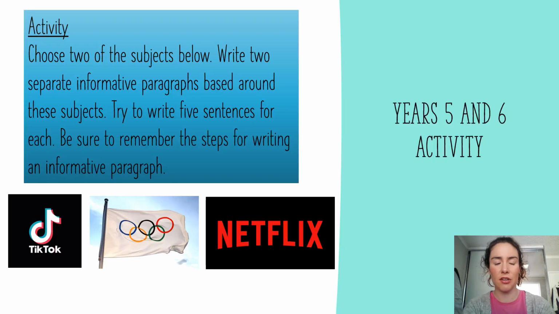All right, Years 5-6, let's have a look at your activities. Choose 2 of the subjects below and write 2 separate informative paragraphs based around these subjects. Try to write 5 sentences for each and be sure to remember the steps for writing an informative paragraph. So these steps were: have a topic sentence to introduce your topic or your idea, state your ideas as facts in a logical order, and write a concluding statement as well. So you need to choose any 2 of those topics and then write 2 separate informative paragraphs about them.